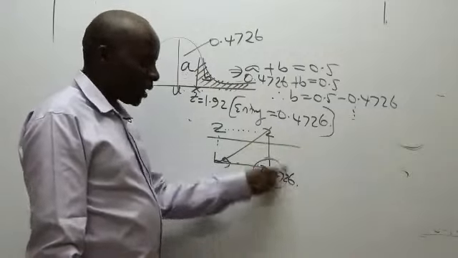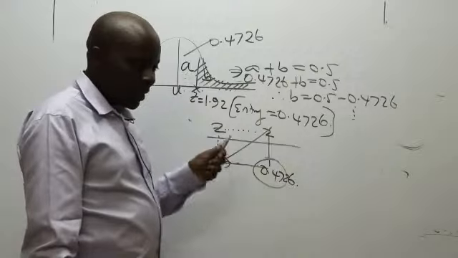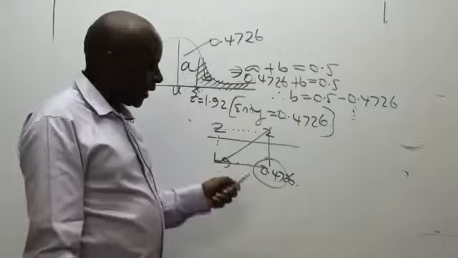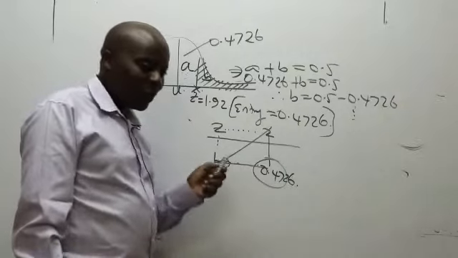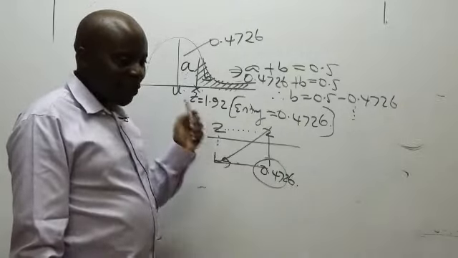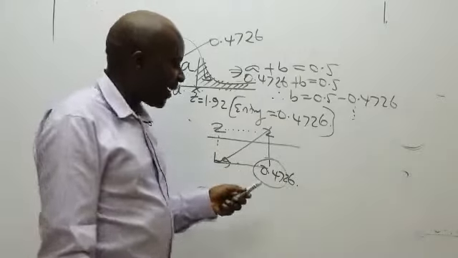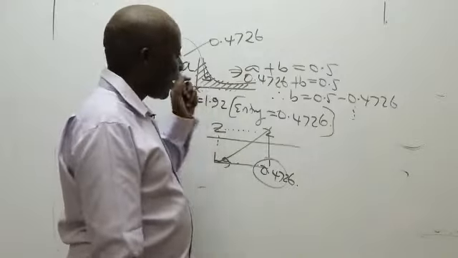You'll be able to read this: 0.4726. We finish one thing at a time. When are we subtracting? This kind of scenario now.